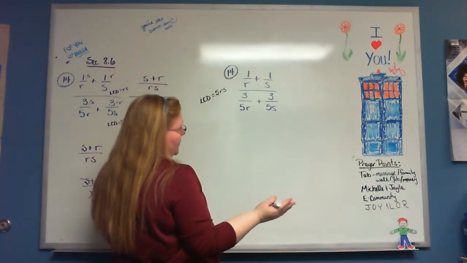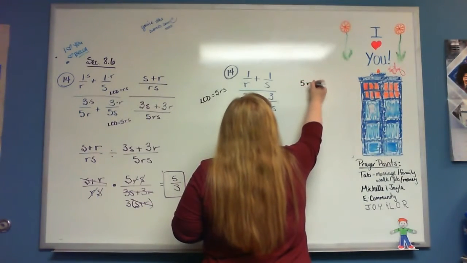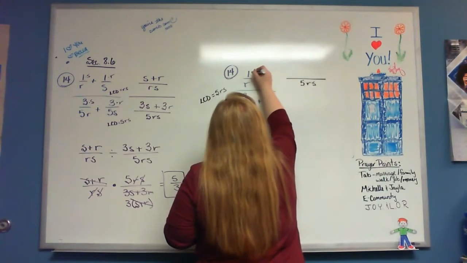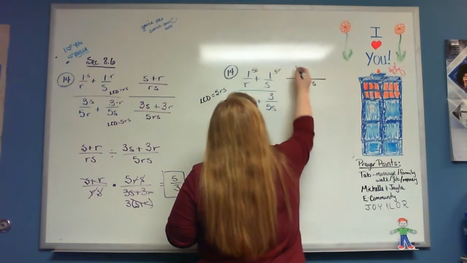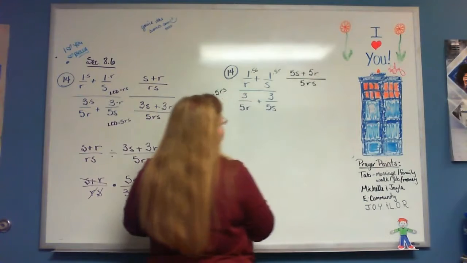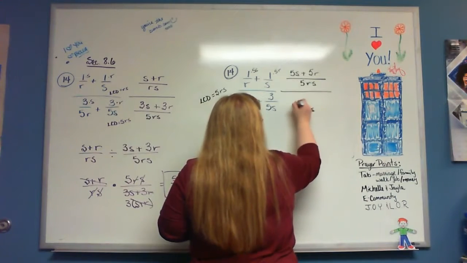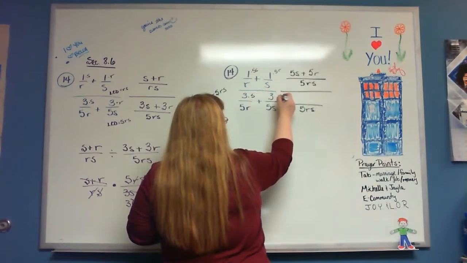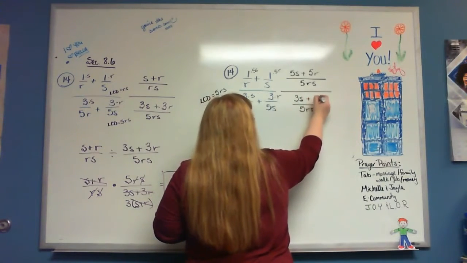If we go ahead and make that our common denominator, then on top, I would have the 5RS. And that's going to give me that it's missing a 5S and that this is missing a 5R. So I have 5S plus 5R. On the bottom, we still have our 5RS. Up here, this is still missing the S, and this is still missing the R. That'll give me 3S plus 3R.